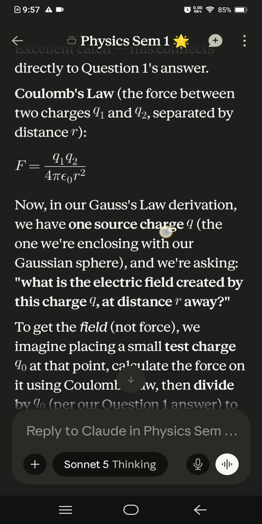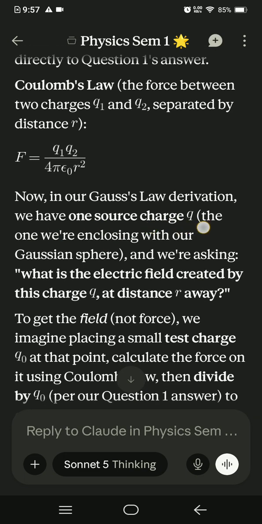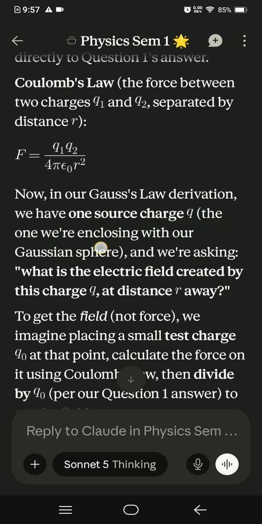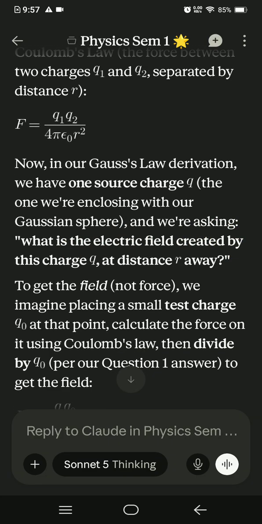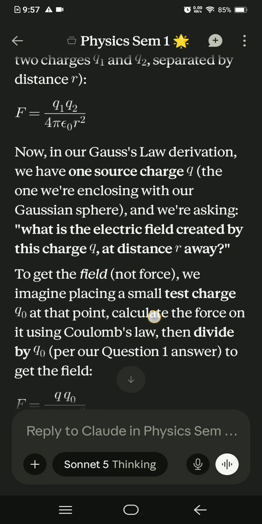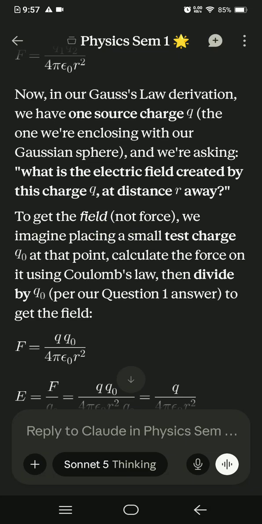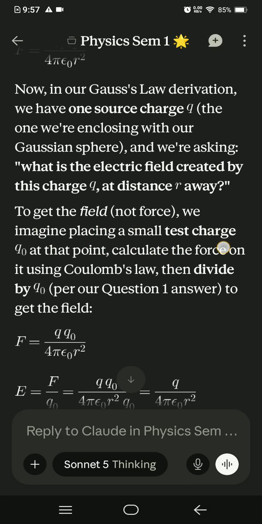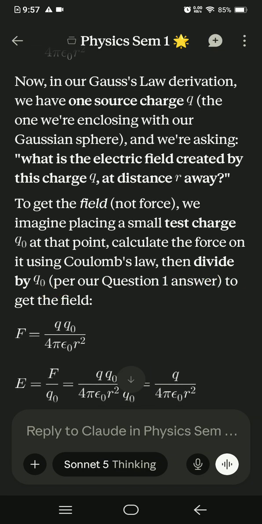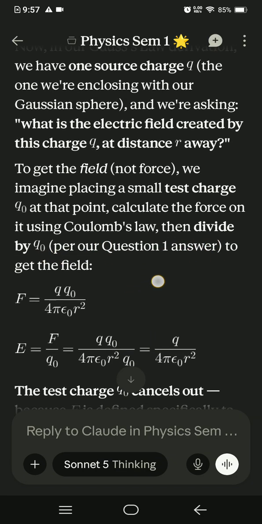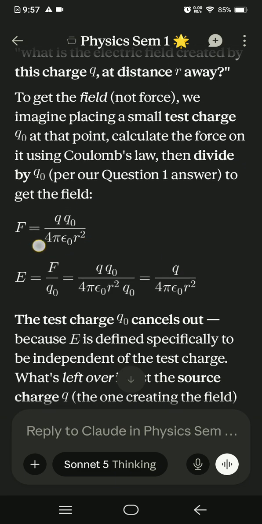Now in our Gauss's law derivation we have one source charge q, the one we are enclosing with our Gaussian surface, and we are asking what is the electric field created by this charge q at distance r away. To get the field, we imagine placing a small test charge q naught at that point. Calculate the force on it using Coulomb's law, then divide by q naught. For question 1, to get the field. So here is Coulomb's law. We have q and q naught.